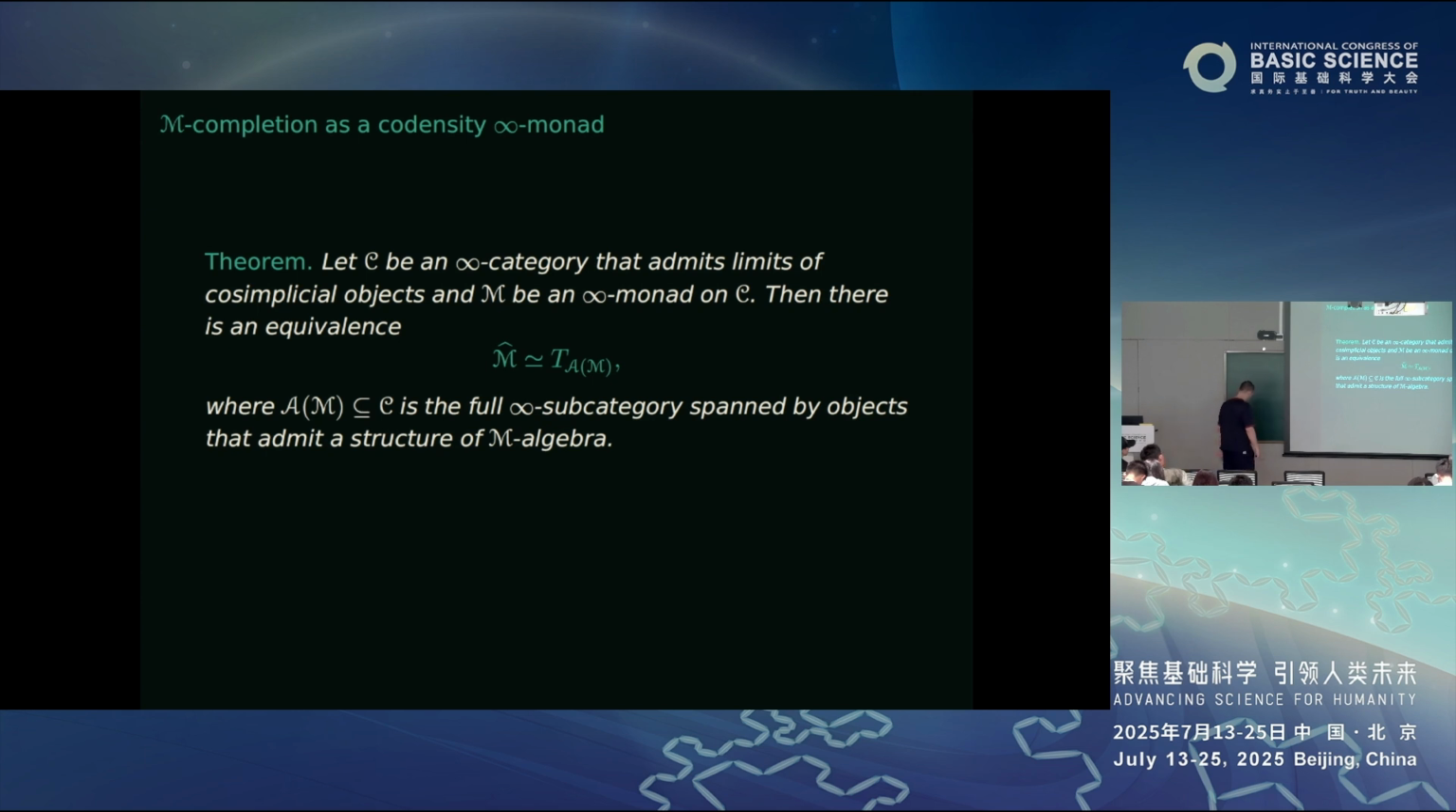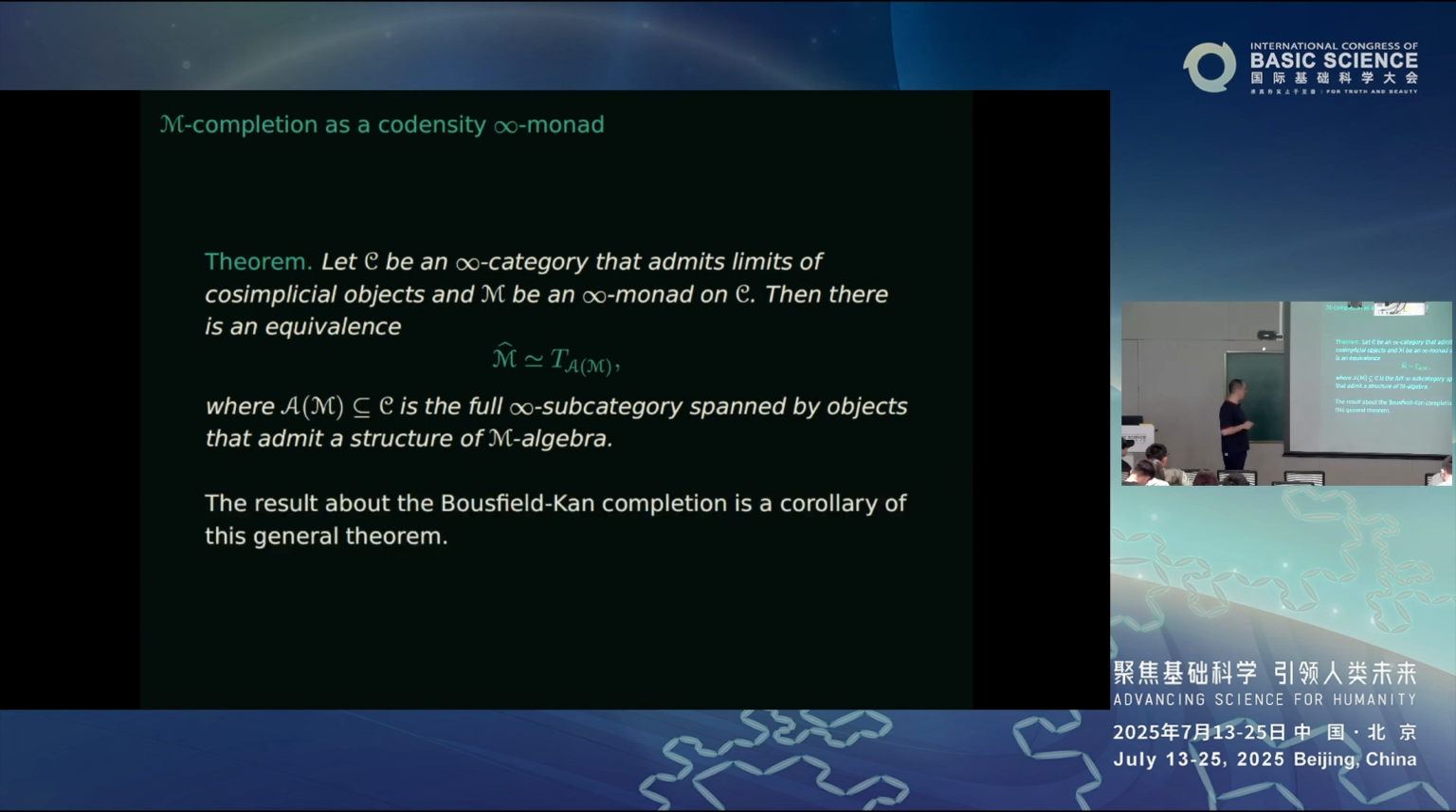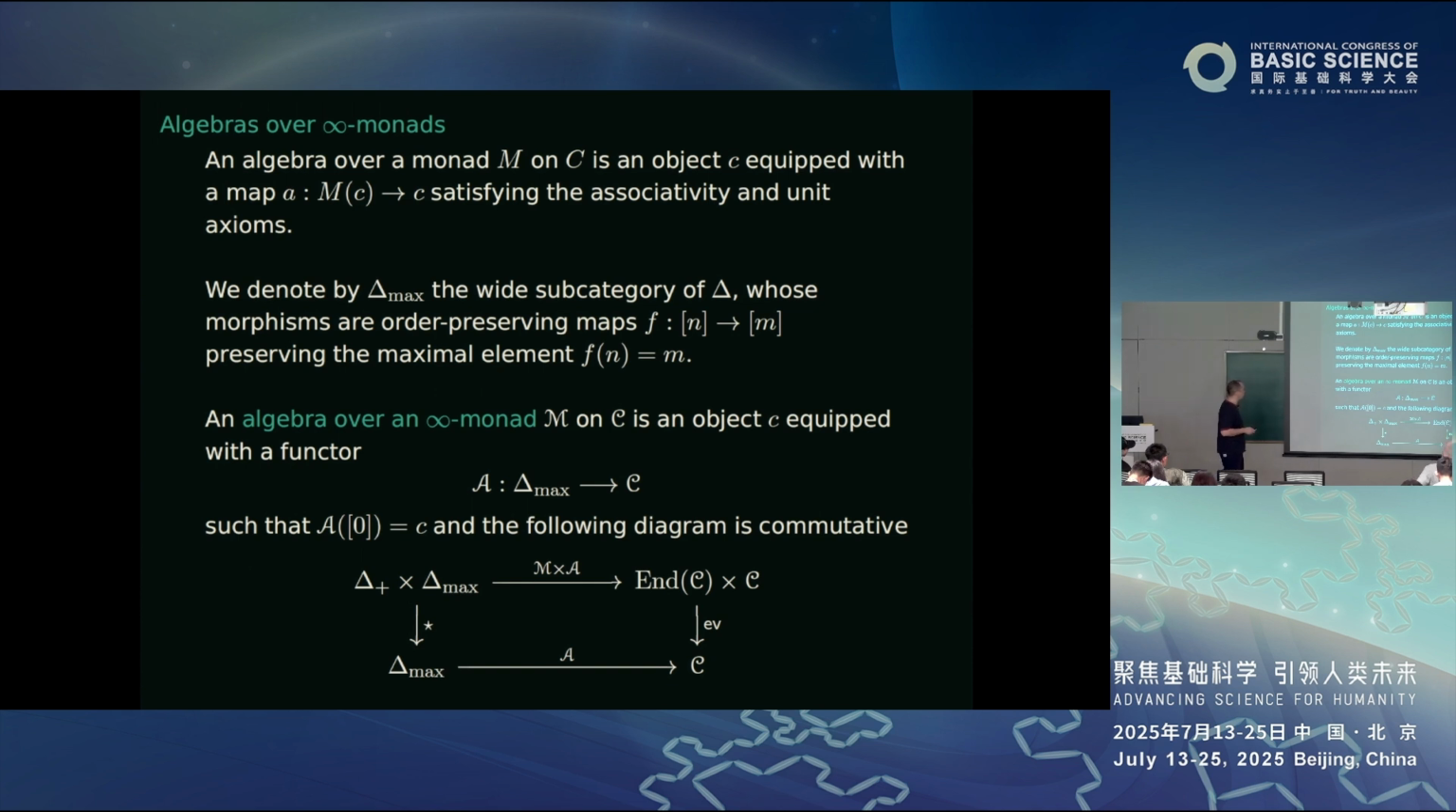Anyway, the general ideology is that all completion-like functors in algebraic topology or not, in some more classical setting, can be interpreted as some codensity monads of subcategories, codensity monads of full subcategories, and this is useful. Okay, what is an algebra? Yes, the result about Bousfield-Kan completion is a particular case of this general theory. Let me tell you a little bit about algebras over monads.